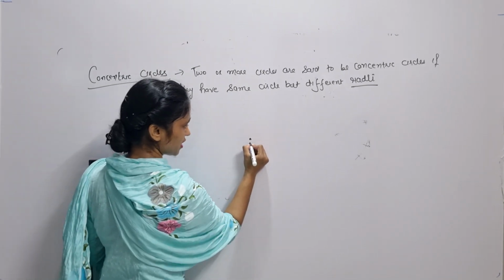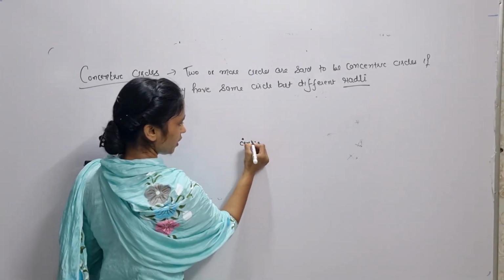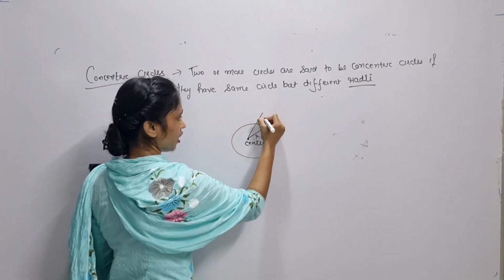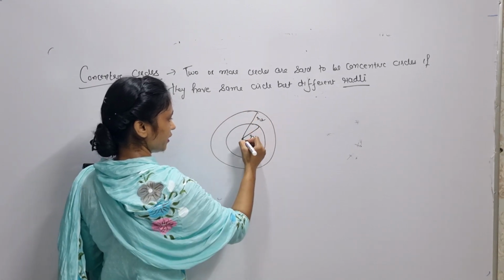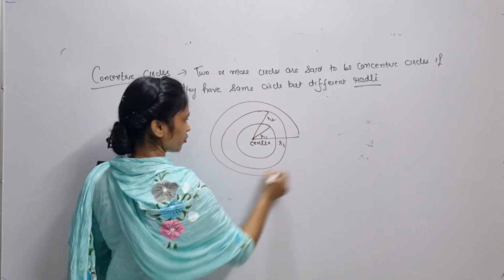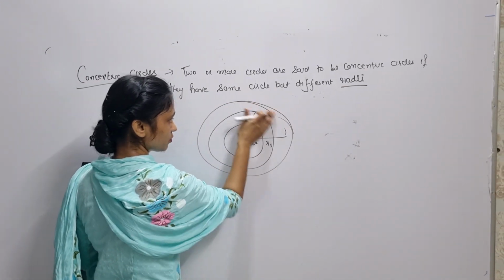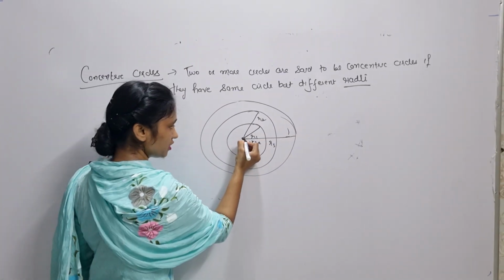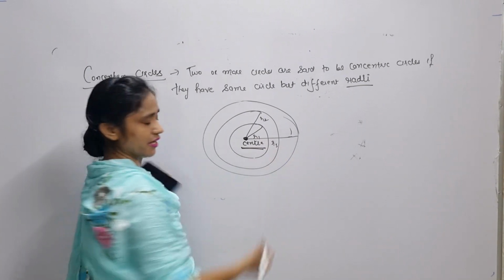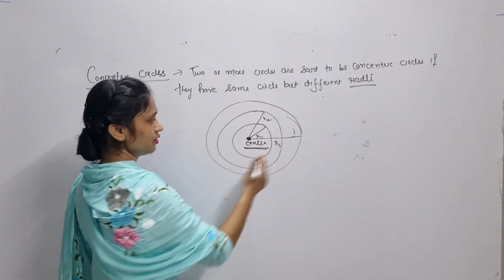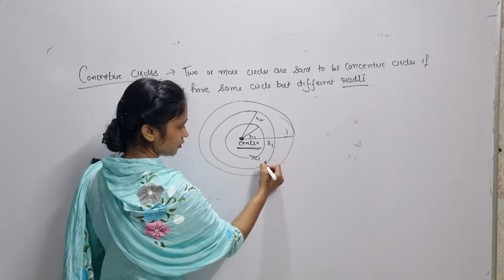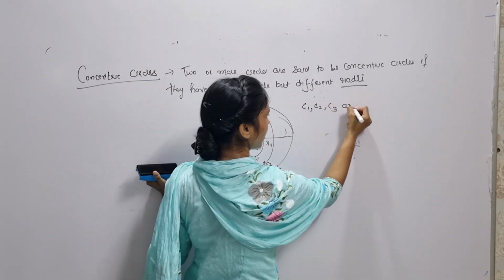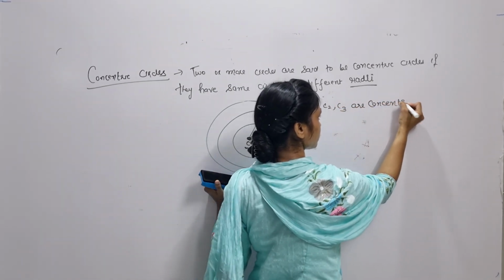So suppose this is the center. By taking distance r1 you have drawn the first circle. By taking distance r2 you have drawn the second circle. By taking radius r3, suppose the third circle is drawn. So all these circles are concentric circles because all of these three circles have the same center and different radii. Suppose this is circle 1, this is circle 2, this is circle 3. We will say that circle 1, circle 2, circle 3 are concentric circles.